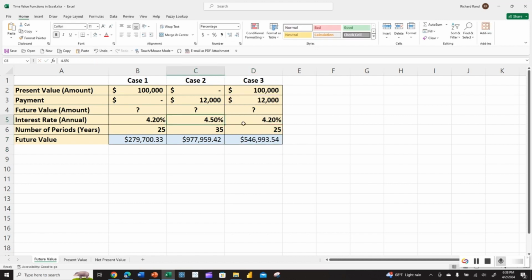So there we go. So if we had 4.2% for 25 years, we have $513,429. If you add $100,000 at the beginning, you're going to get $546,000. That doesn't actually look right to me, and I don't think it is. Let me go back and look at this again.